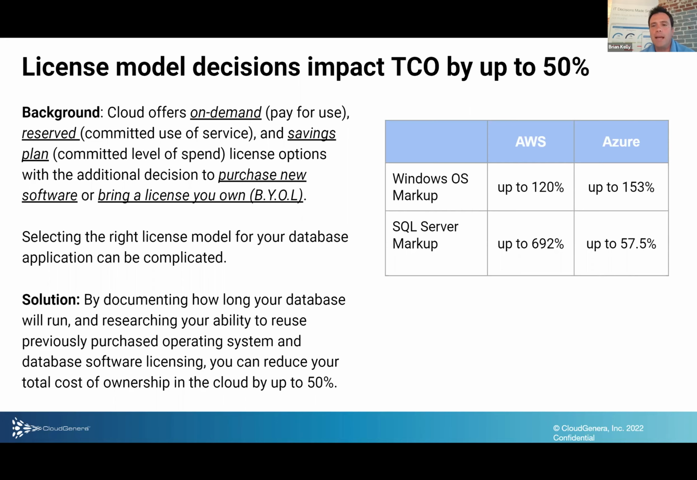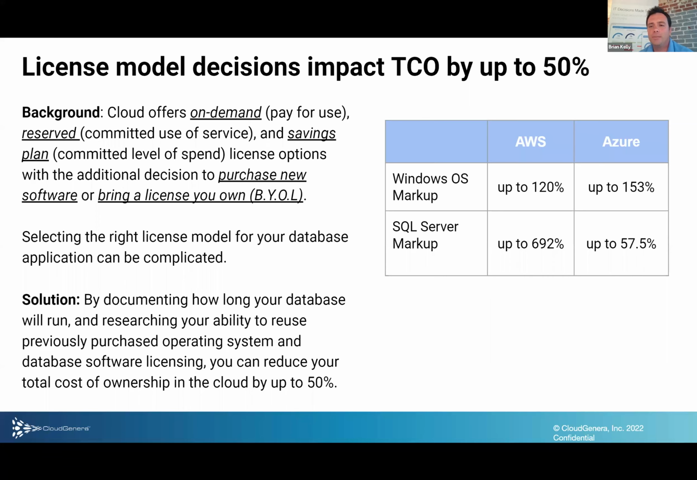Looking at just Amazon and Azure as examples, the markup, the difference between bring your own license and purchase a new one, for a Windows operating system, could be up to 120%, depending on which of the hundreds of configurations Amazon has for running Windows. In Azure, a little bit surprisingly, it could be up to 153% markup, above and beyond leveraging their Azure Hybrid Benefit program and leveraging a license that you already own.